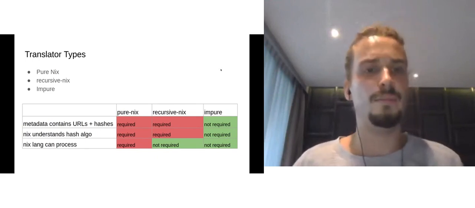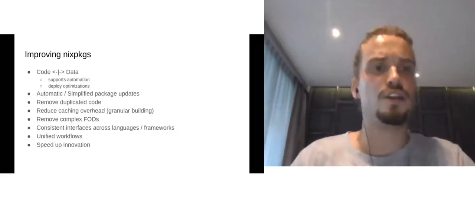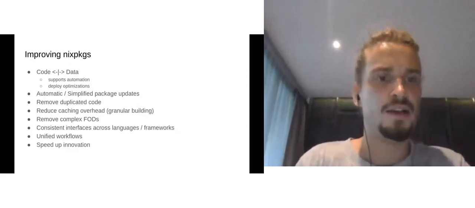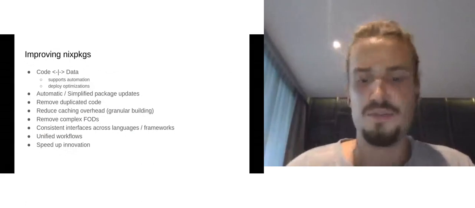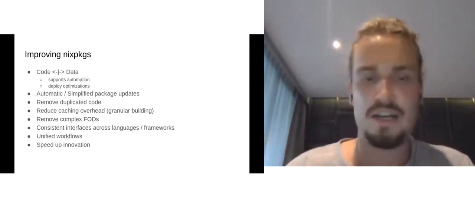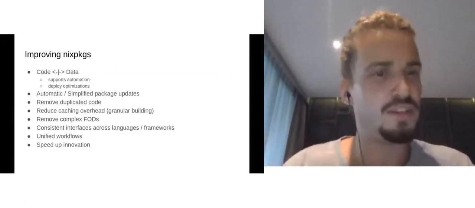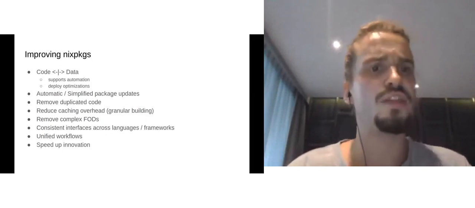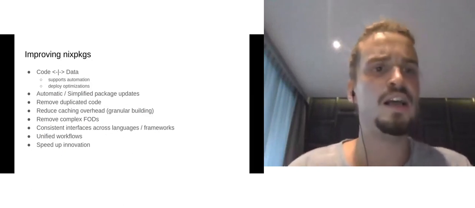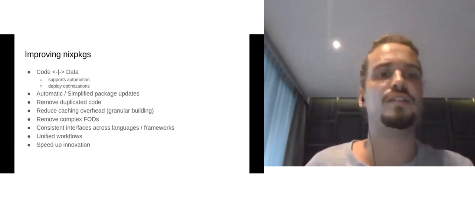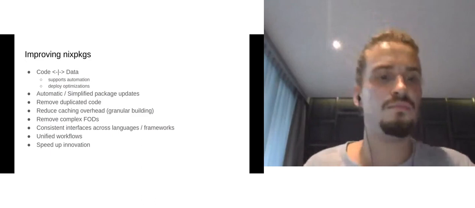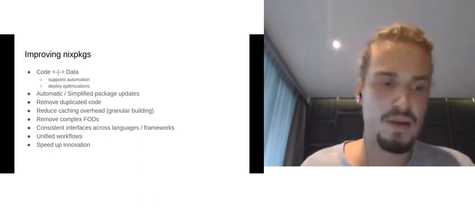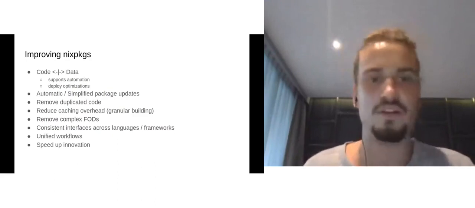Okay, so how do I think this can improve Nix packages? The idea is, let's say dream2nix gets more mature and we can somehow use it for some frameworks in Nix packages. What do I think will be the main improvements by doing this? First of all, we have the strict separation between code and data. This in general supports automation. It will be easier to write tools for updating, analyzing data, all kinds of things.